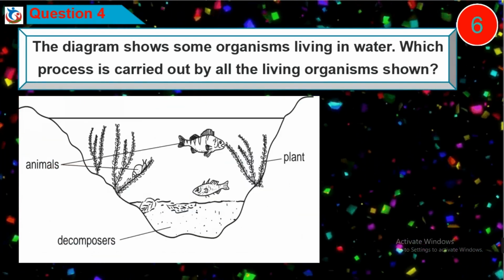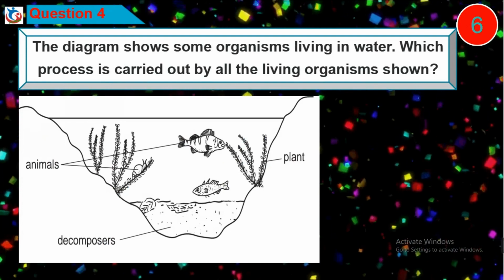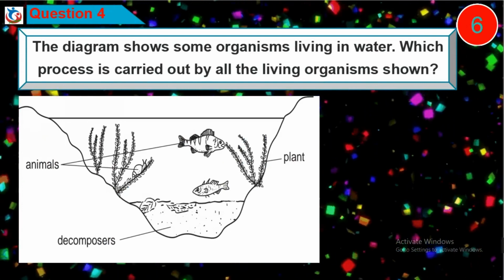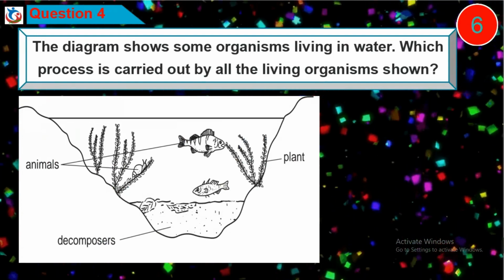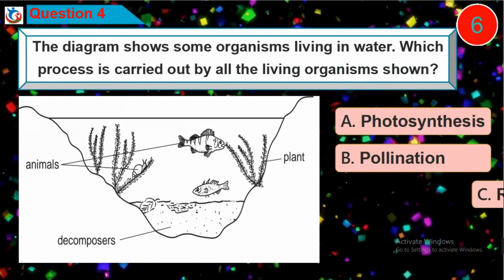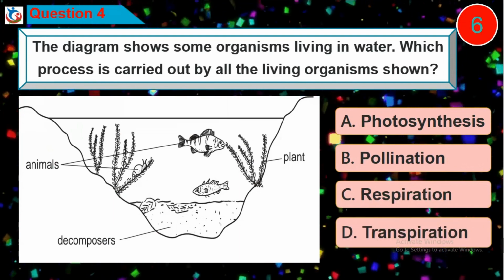Question 4. The diagram shows some organisms living in water. Which process is carried out by all the living organisms shown? Is it option A, B, C, or D?